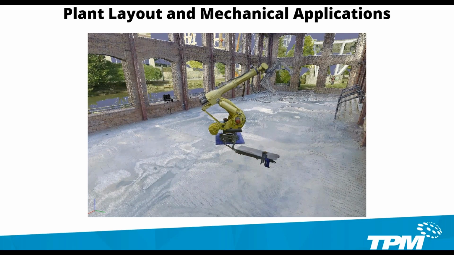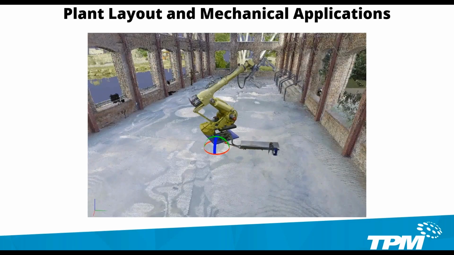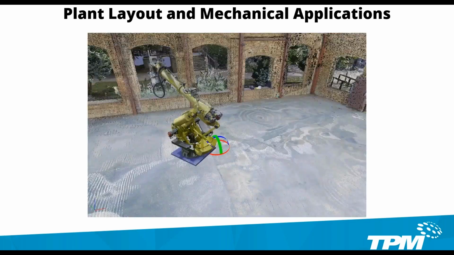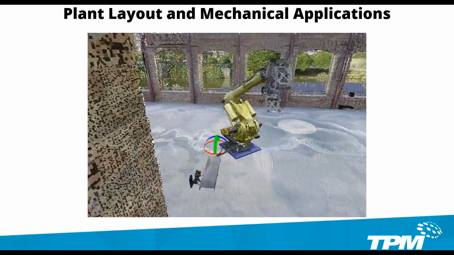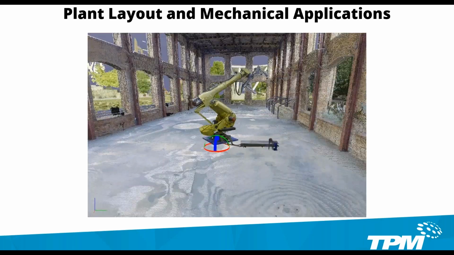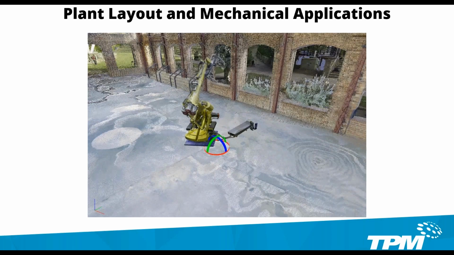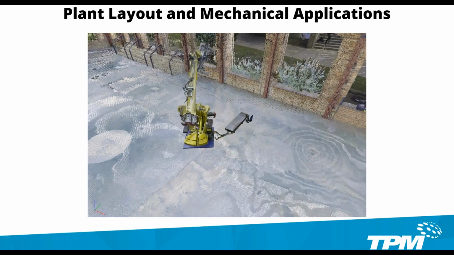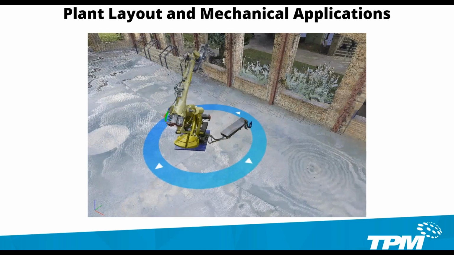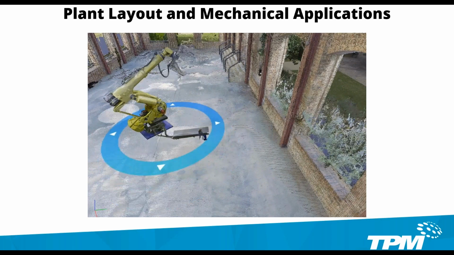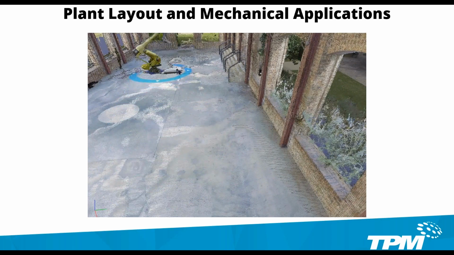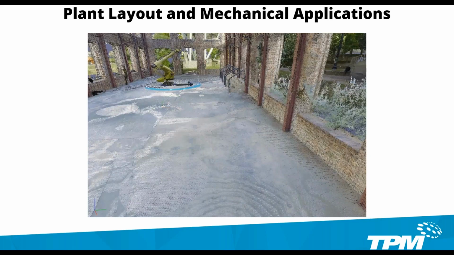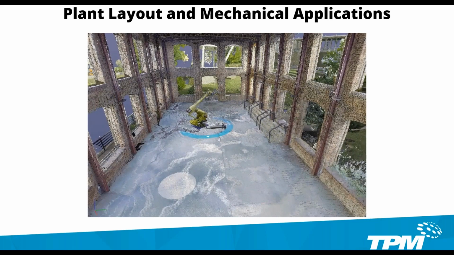We found that in plant layout and mechanical applications, there's a lot of tremendous uses for meshes. A lot of times in plant layout, they may not have accurate current existing conditions. So this is an example of using a mesh. That piece of equipment, that arm, is a mesh, and we're actually moving it around in a point cloud. We're actually using TrueView to do that as well.